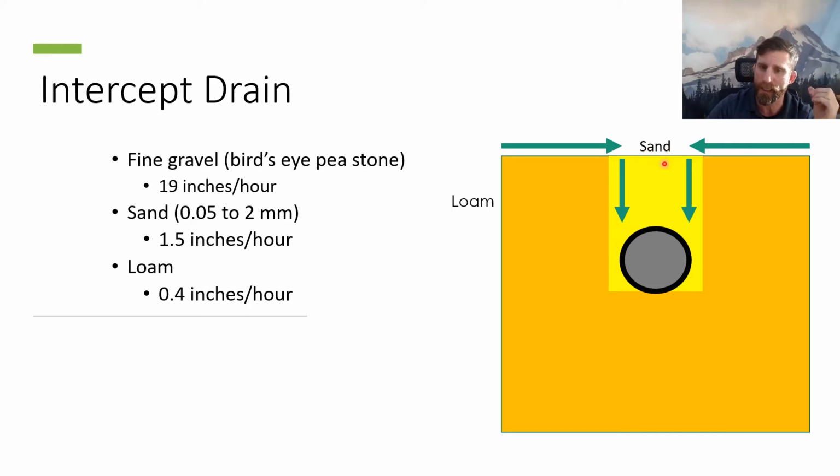So we want to try to keep any native material off the top of this intercept drain or French drain system. Okay, here you see an example with fine gravel over top of that, which would then drain at 19 inches per hour. So very fast drainage if you had fine gravel instead of sand over top of that drain tile.